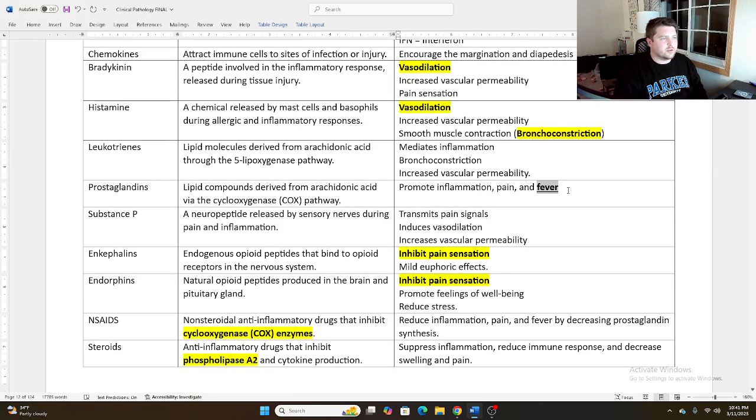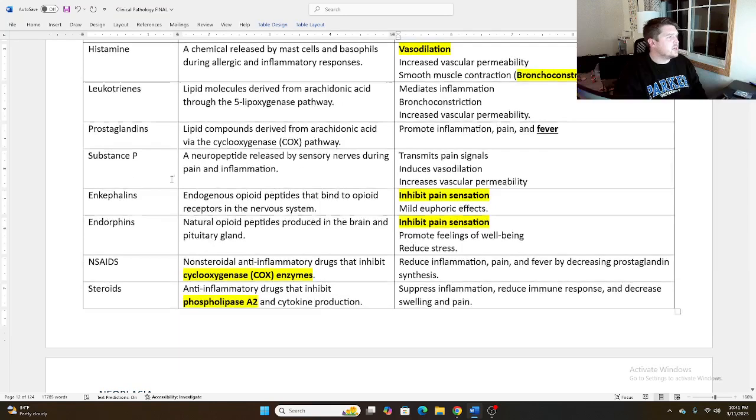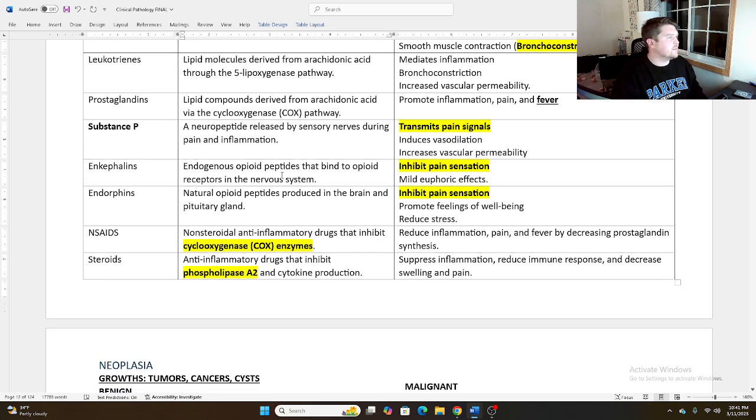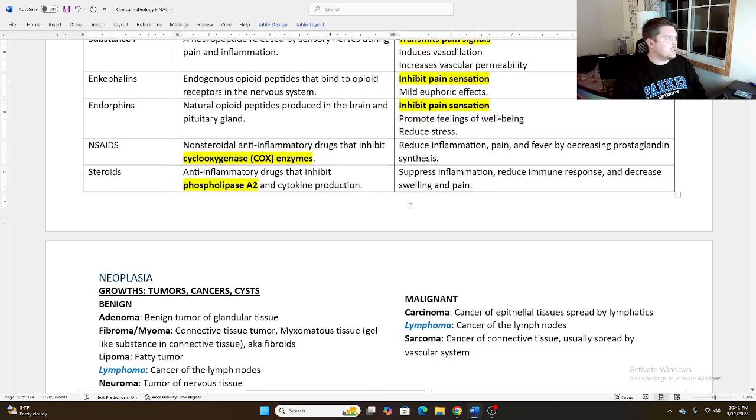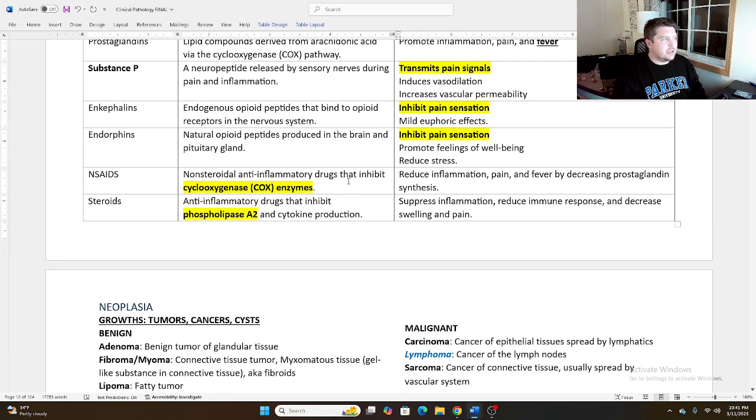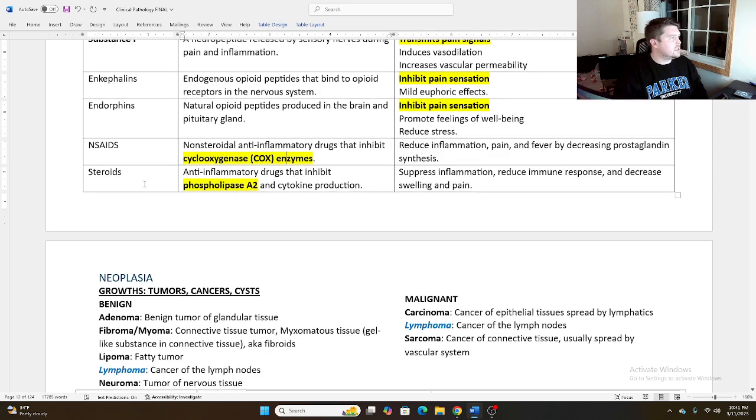Prostaglandins, they're responsible for fever. Substance P, this is what transmits our pain signals. More recently they've liked to ask questions about substance P, specifically what is its functions. Enkephalins and endorphins inhibit pain sensation. NSAIDs inhibit the COX or the cyclooxygenase enzymes. Steroids, they inhibit phospholipase A2 and cytokine production.